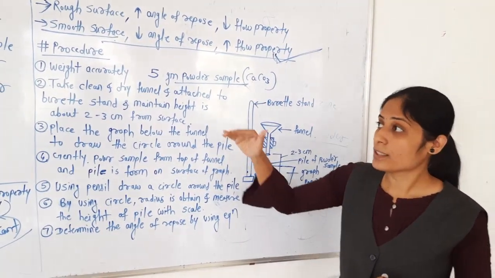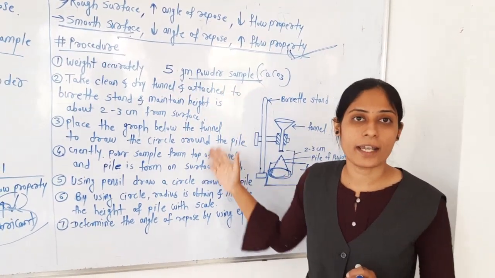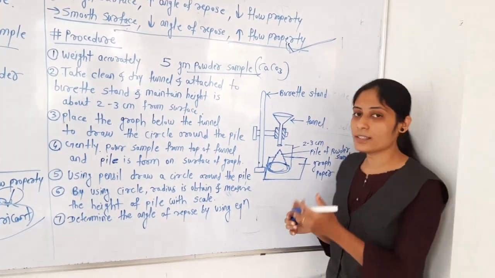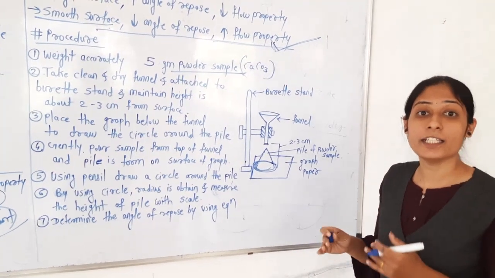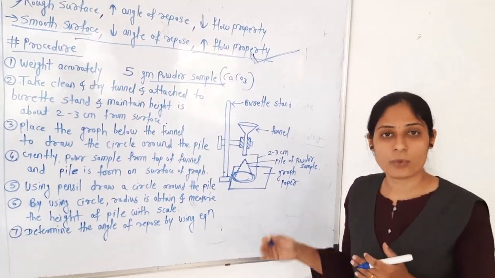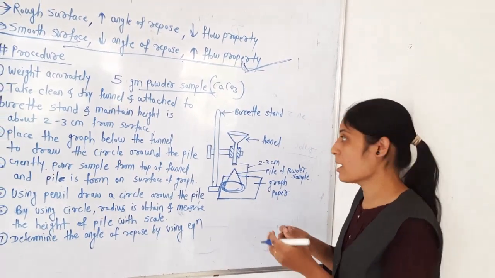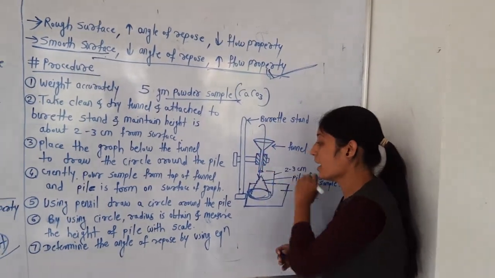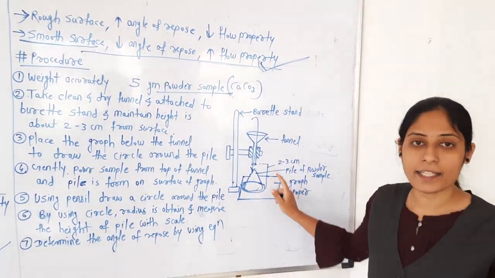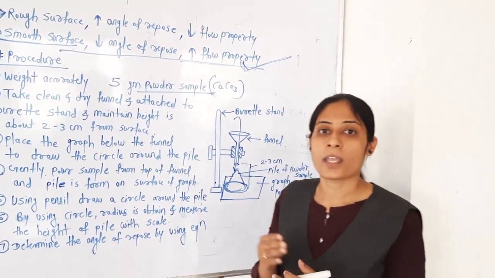This is the procedure only for the angle of repose. After that, we have to determine the effect of lubricant on the angle of repose. So we add the lubricant in different concentrations to the powder sample, pass it through the funnel again, measure the height and radius, and determine the angle of repose.